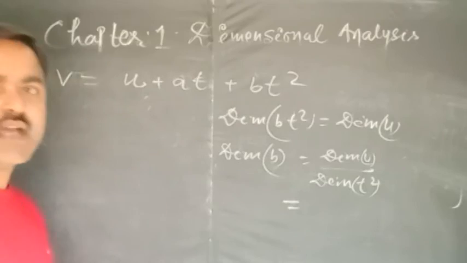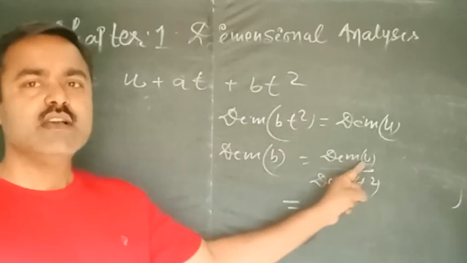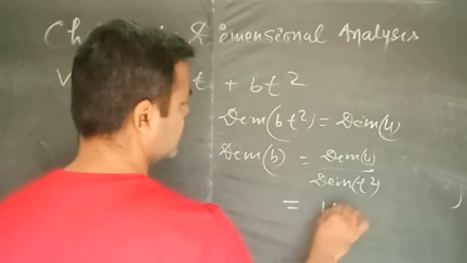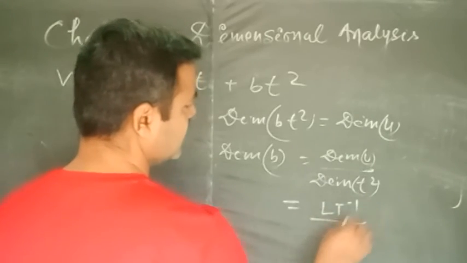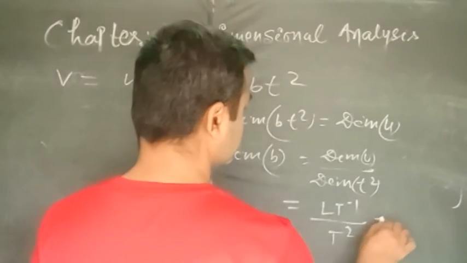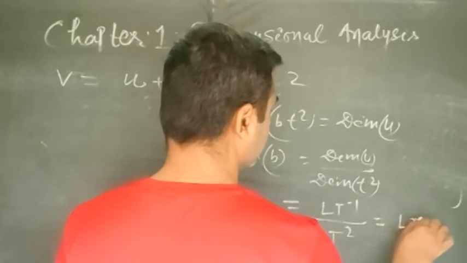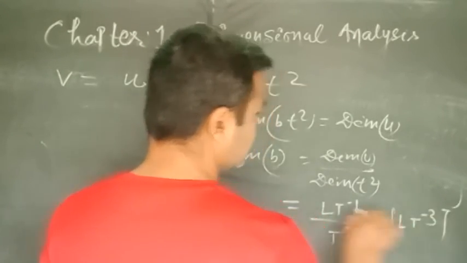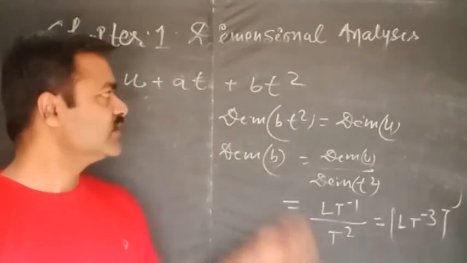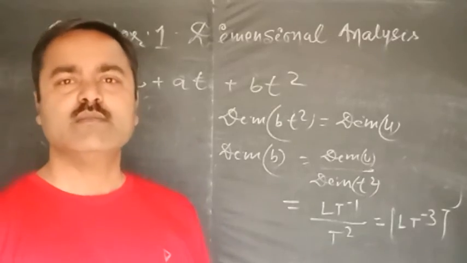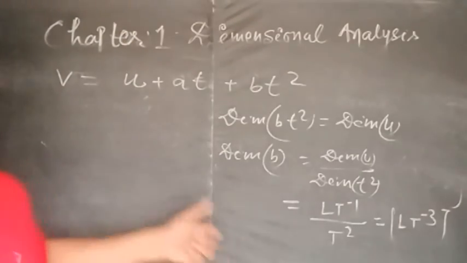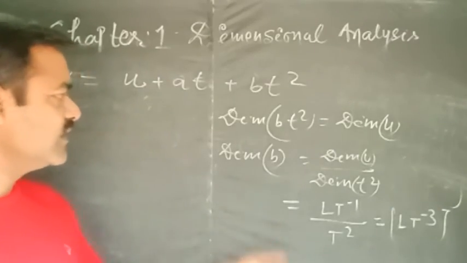Now just put in the dimensional formula. This is the velocity or speed, so the dimensional formula is LT⁻¹, and this is the time, so T², and if we simplify, this is equal to LT⁻³. This is the dimensional formula of b, whatever the physical quantity may be, because here we have just taken an equation to find the dimensional formula in an equation.